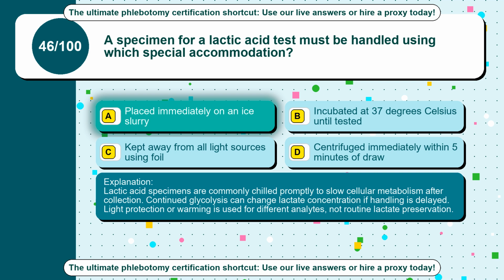Lactic acid specimens are commonly chilled promptly to slow cellular metabolism after collection. Continued glycolysis can change lactate concentration if handling is delayed. Light protection or warming is used for different analytes, not routine lactate preservation.